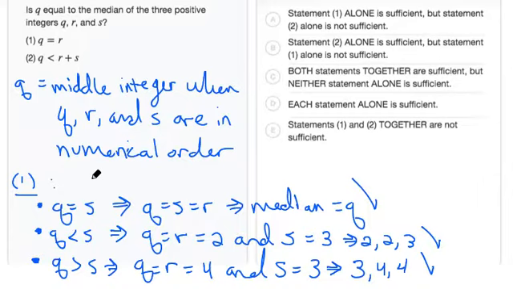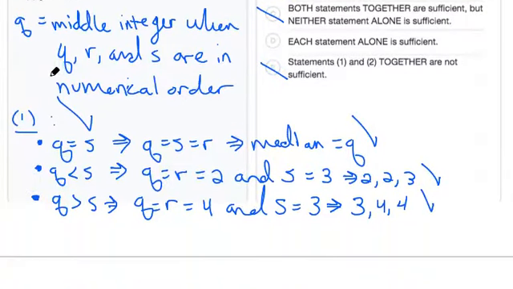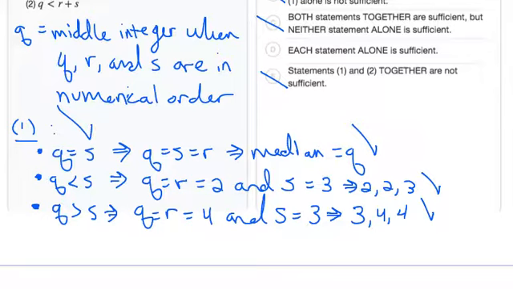And if this statement alone is sufficient, we can go ahead and eliminate answer choices B, C, and E. So we're left with A or D to choose from, and we'll need to consider statement 2 in order to decide. Scrolling down a little bit, let's keep statement 2 visible for now. So statement 2, it's given that q is less than r plus s. So again, let's do some test cases.